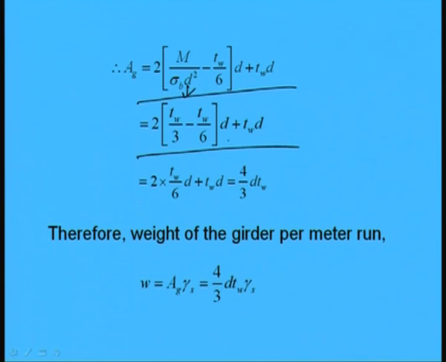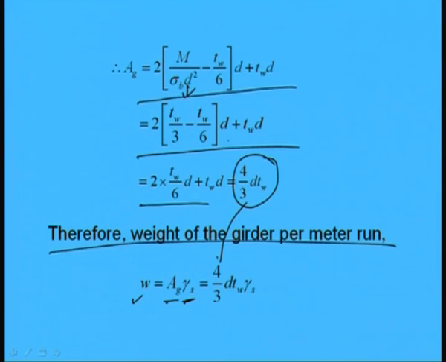right. Now, if we further simplify, finally we will get 4/3 into d into Tw. Therefore, the weight of the girder per meter run can be found out: W is equal to Ag into gamma s, where Ag is the gross area of the section and gamma s is the unit weight. So, this Ag we are putting here, 4/3 into d into Tw into gamma s, right. So, the weight of the girder per meter run can be found out from here.